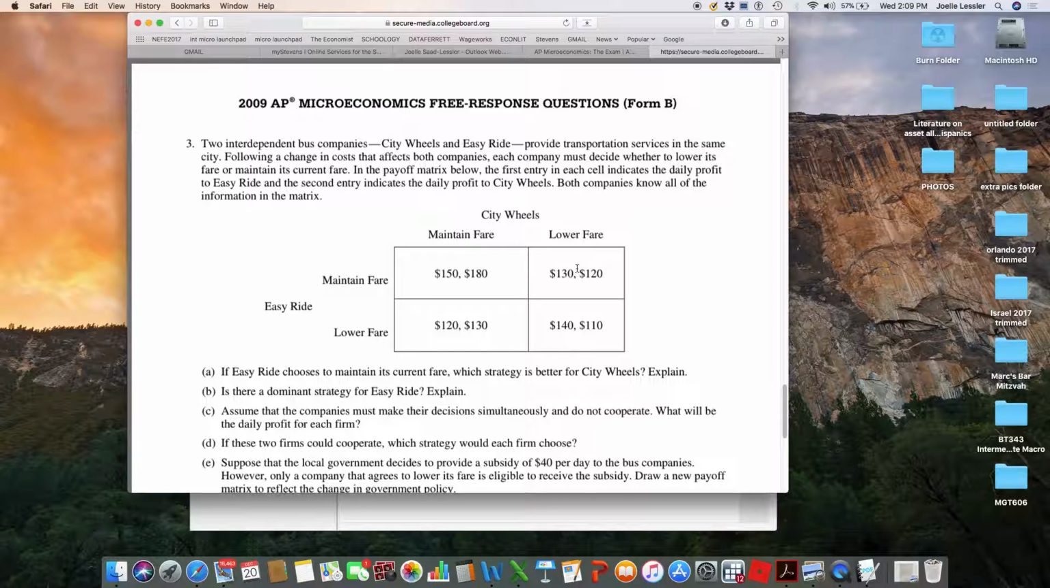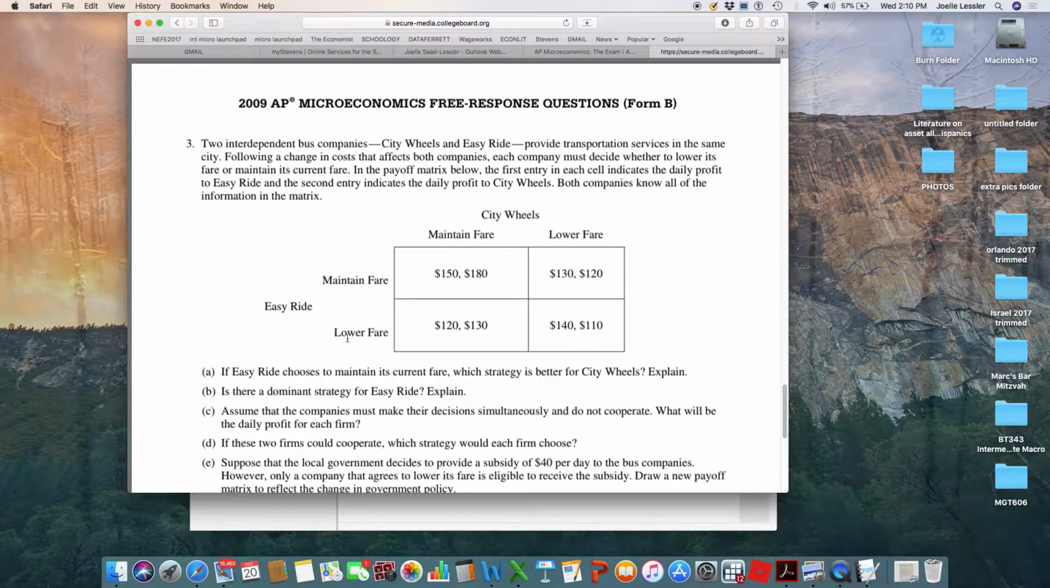In the payoff matrix below, the first entry in each cell indicates the daily profit to Easy Ride, and the second entry indicates the daily profit to City Wheels. So you've got Easy Ride and City Wheels. They each have two choices: to either maintain the fare or to lower the fare.